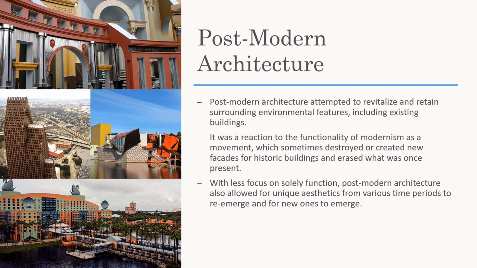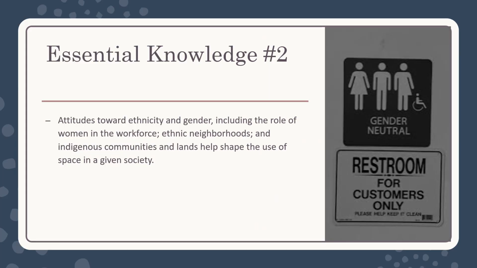We have these geese up on the top of this building in the bottom right-hand corner. We have geometric forms in the one here on the right. We have this weird looking arch, dome, column, guy spitting out water fountain up in the top one. Again, very unique aesthetics that come from postmodernism. Those are all essential knowledge number one.